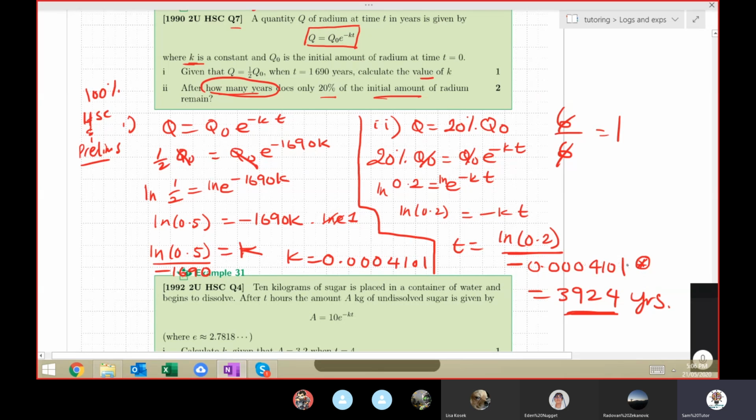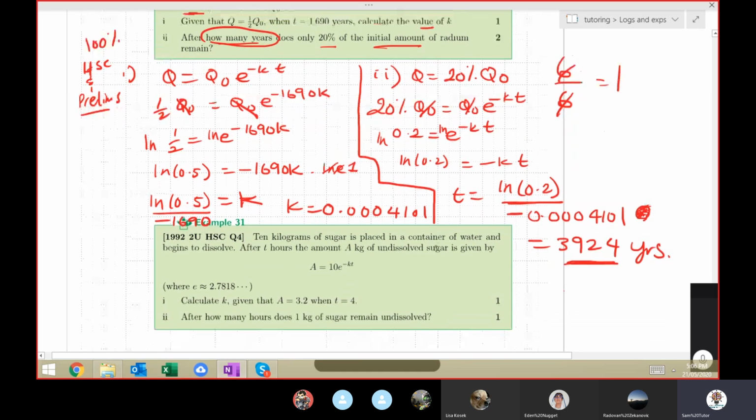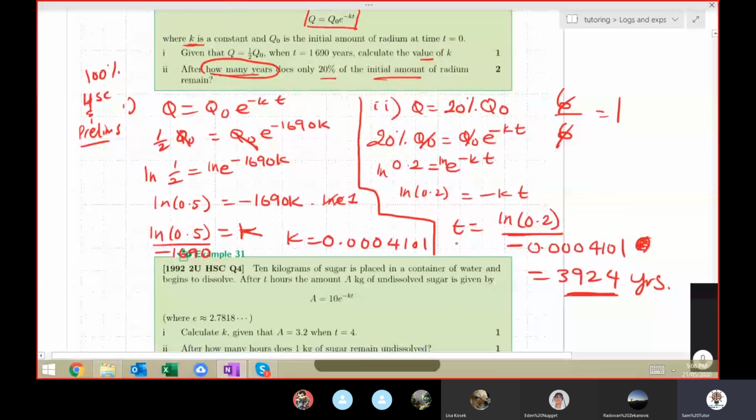So what I did is I didn't use this answer, I used the whole value of k that I would have found here. So you write this, but you use the unrounded answer. We should know that by now. You write your rounded answer, but you don't use your rounded answer in following questions. Okay. Any questions about that? Yeah, try it on your own now.